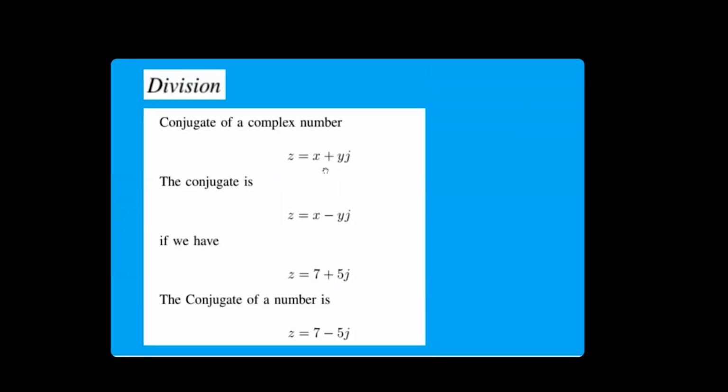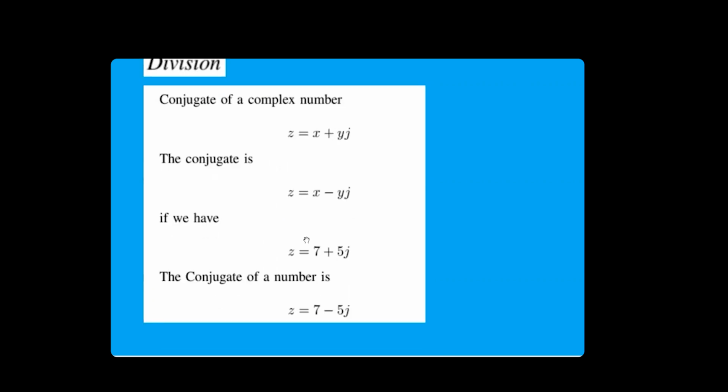Before starting the division of complex numbers, we need to understand another important concept called the conjugate of a complex number. If a complex number is x plus yj, its conjugate is x minus yj. Now, you can see the difference between a complex number and its conjugate. The only change is the sign of the imaginary part. The sign of the real part remains the same in both the complex number and its conjugate. Only the imaginary part has a sign change.